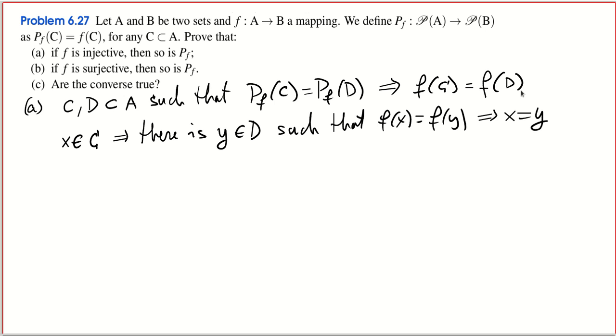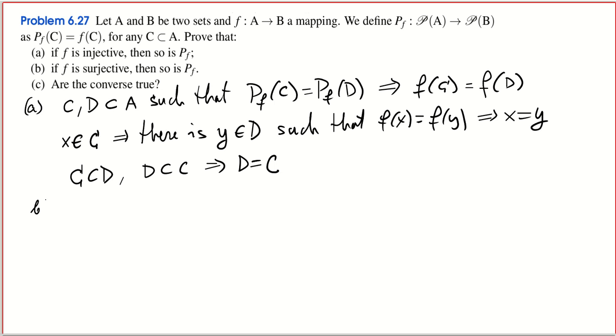And since the argument is reversible, this proves that C is contained in D, and D is contained in C, which means D and C are the same set, and therefore the function PF is also injective. Equality of the images implies equality of the arguments.